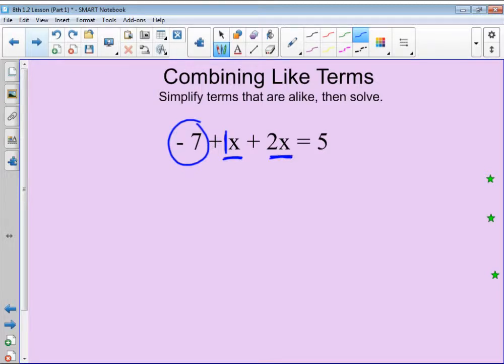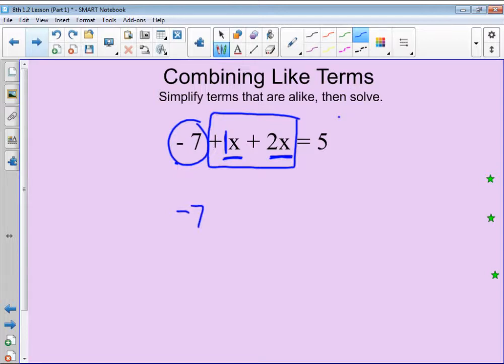So when I go through to work this out, I need to simplify these together and put them together so that I'm not looking at so much on that left-hand side of the equal sign. So my -7 is still gonna stay there. There's nothing to combine it with right now. And we'll do some shifting in a minute with our 5. But right now I'm gonna keep this -7 there.